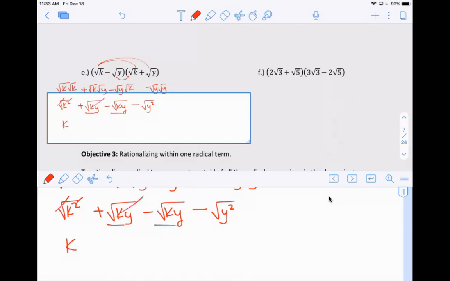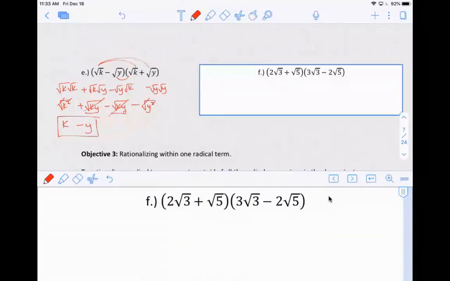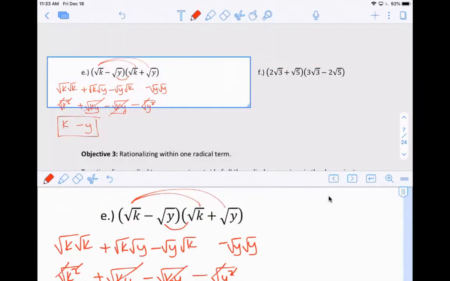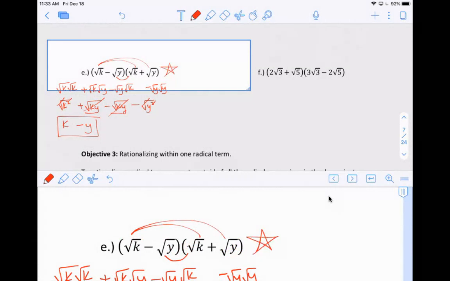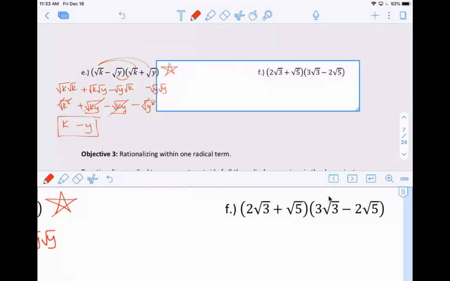These two cancel each other out. I get a big nothing. And again, those cancel out. So we get k minus y as our final answer. All right, we're going to use this in just a second, so go ahead and put a star by it. We're going to bank off that idea there. All right, this last one, though, let's just keep going with this idea.